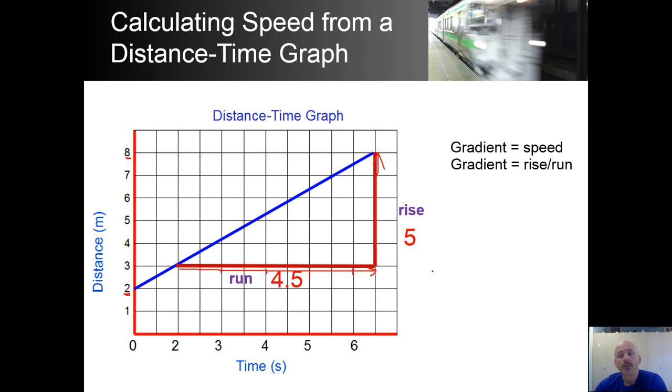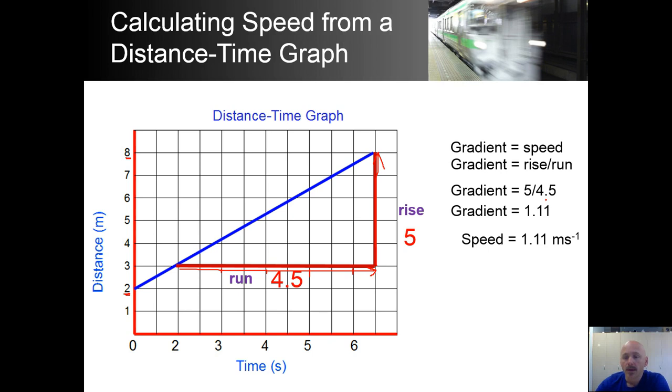Now if we want to calculate the gradient, we take those numbers and put them in our formula. Rise over run. The rise is 5, the run is 4.5. Put it into our calculator, and it works out to be 1.11. We can then use this to tell us what the speed is. We just put some units at the end, meters per second. So speed is 1.11 meters per second.